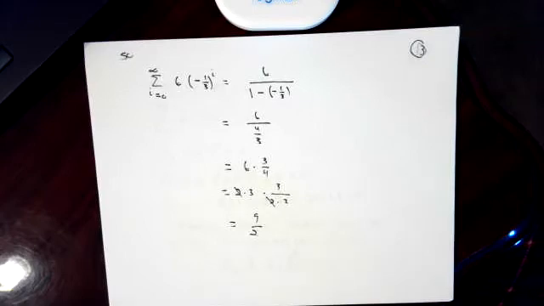It converges to A over 1 minus R, which is 6 over 1 minus negative 1/3. And then you do the arithmetic, and it turns out that the infinite series converges to 4.5.